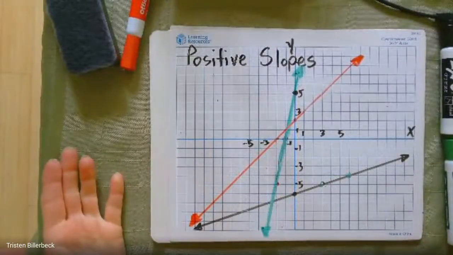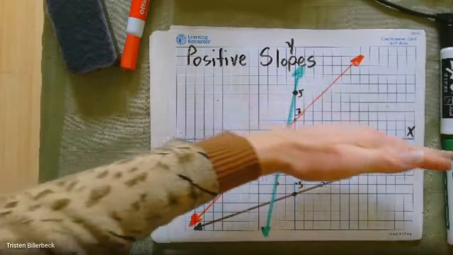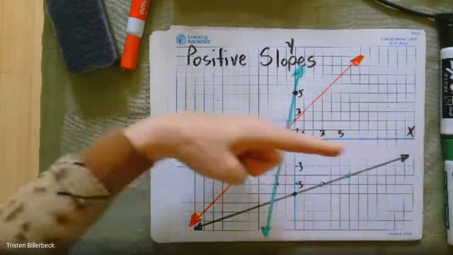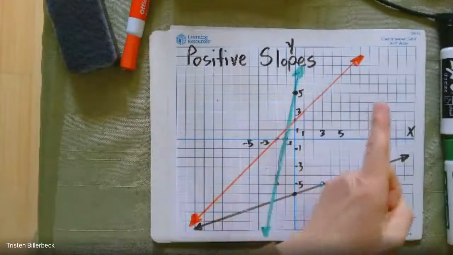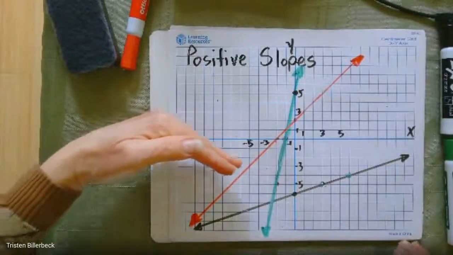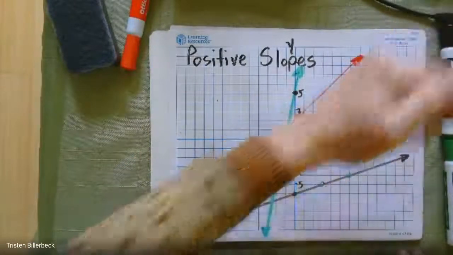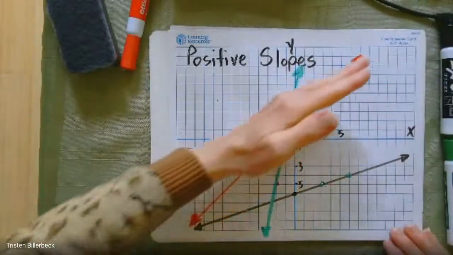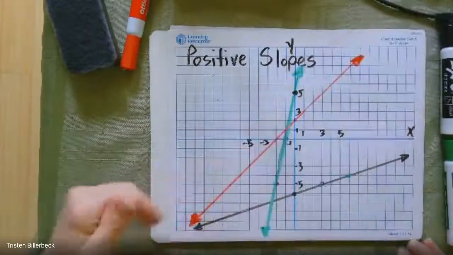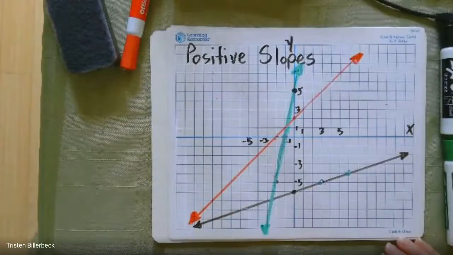Now, one way of recognizing a positive slope is that as x increases this way, y increases this way. So as we go in this direction, y is increasing that way. That's like climbing a hill. We've got to put some positive energy into it. So that's a positive slope.